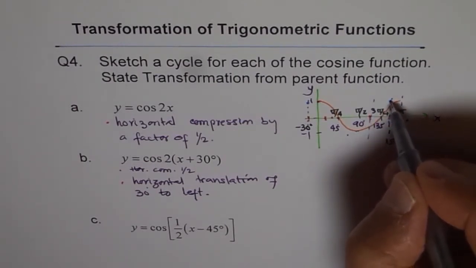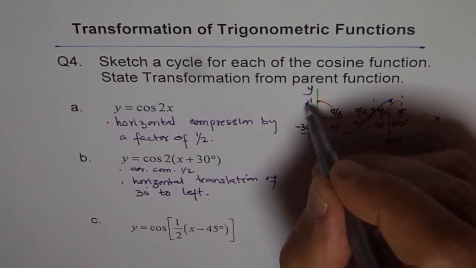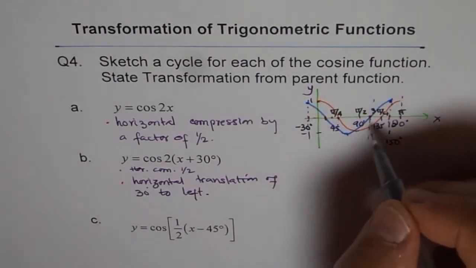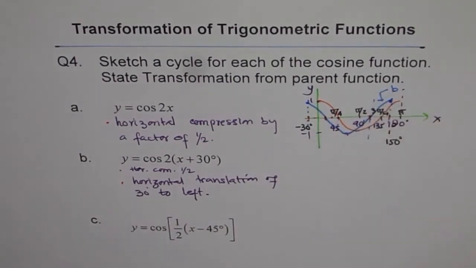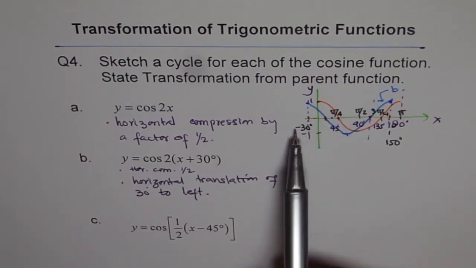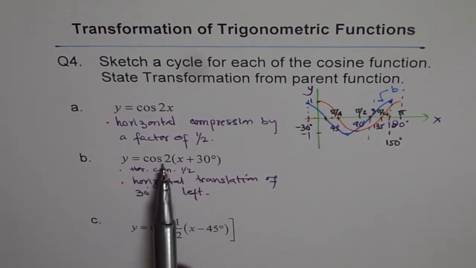So our wave will be coming like this, and here it will go like this. Do you see that wave? That is the wave which is part B for us. Do you see that? So the amplitude remains the same, which is 1, but the wave moves 30 degrees to the left, and so it moves from minus 30 to 150. So that is your cos of 2x plus 30 degrees. I hope you understand that.